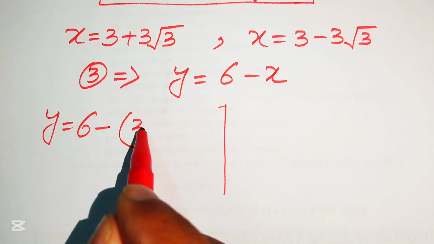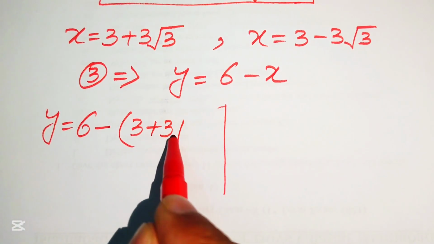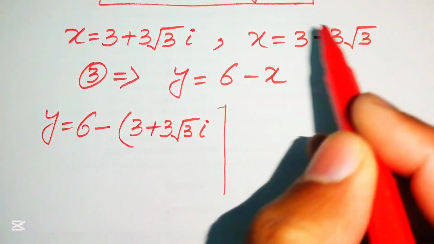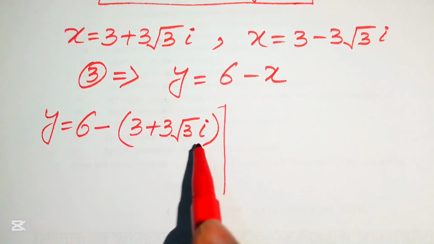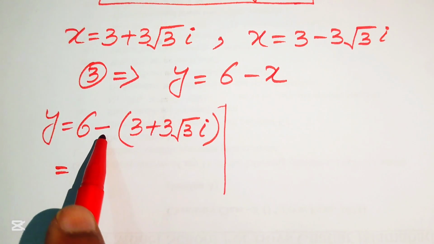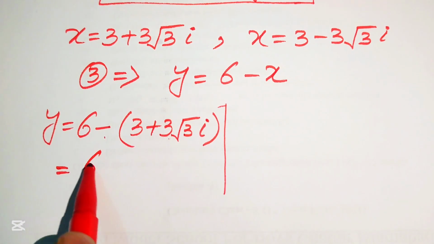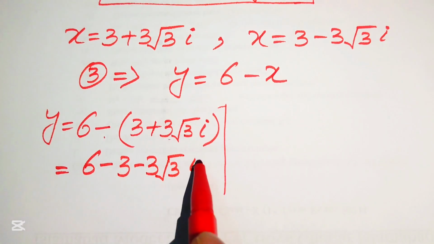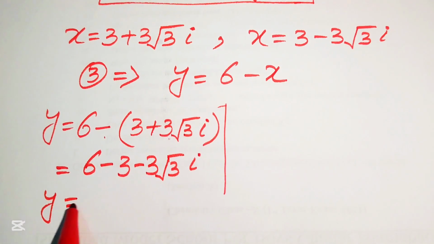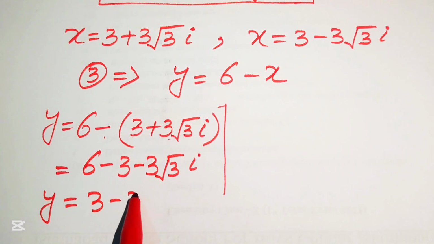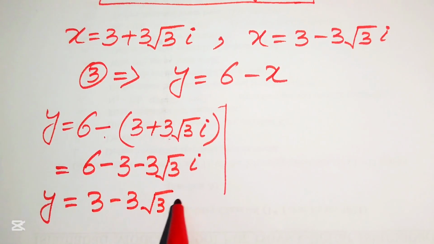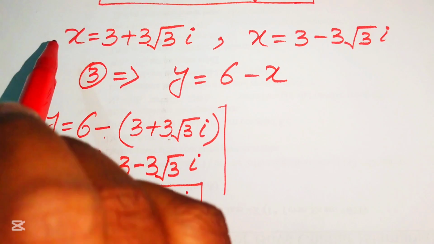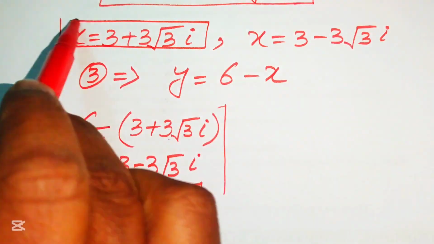The value of x is 3 plus 3 into square root of 3 iota. Here, this is the iota sign, okay. And now we need to multiply this minus sign on both of these terms, and it will be written as 6 minus 3 times the square root of 3 iota. So you get the value of y equals 3 minus 3 times the square root of 3 iota, corresponding to this value of x.